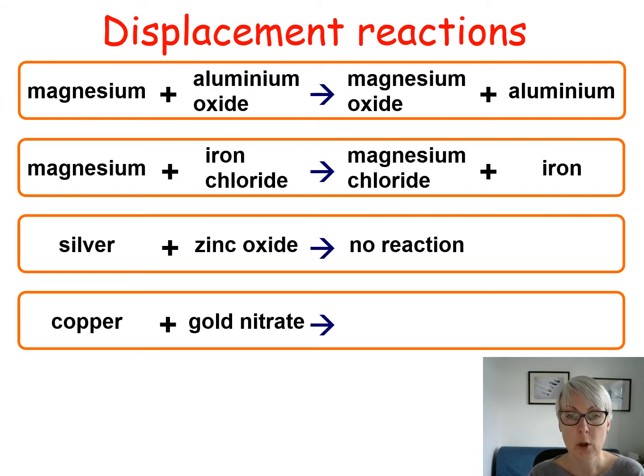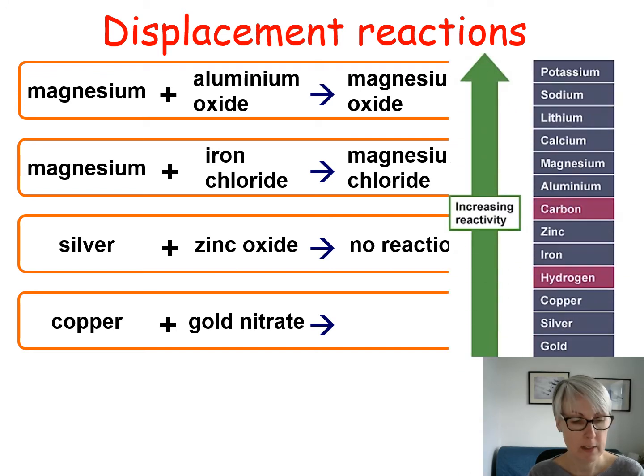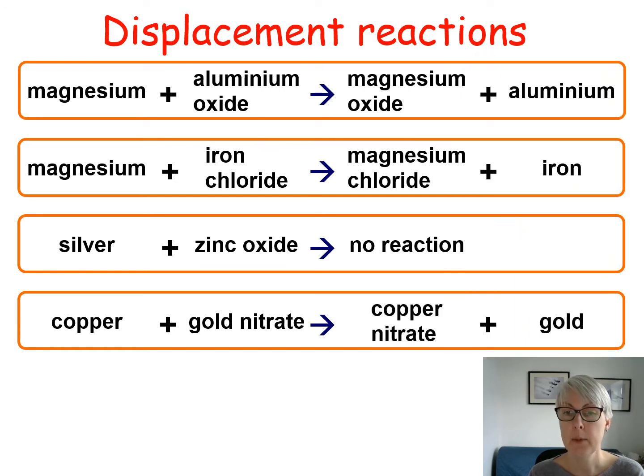Finally, let's move on to copper and gold nitrate. Interesting, I'm not sure that compound would really exist in reality, but if it did, let's have another look at our reactivity series, and there it is. And let's find gold right at the bottom, and copper, which is not very high, but it is above the gold. So in theory, this reaction would take place. And there we go, we get our copper nitrate and gold, with the copper replacing the gold and leaving gold all on its own over here.